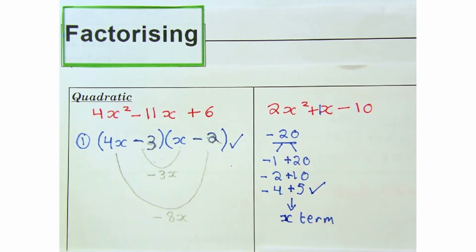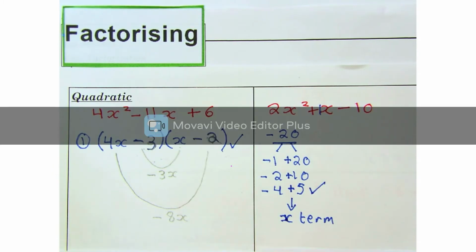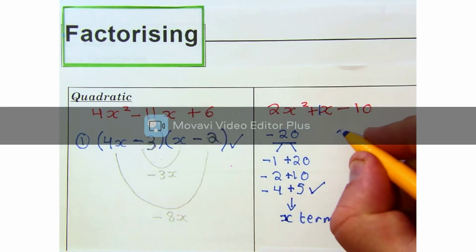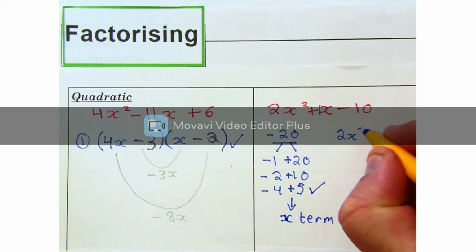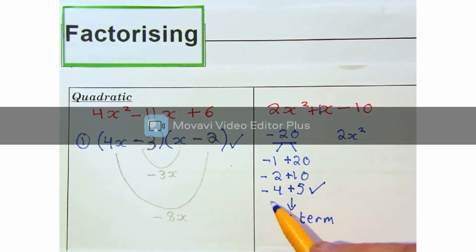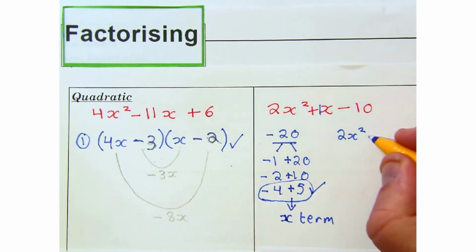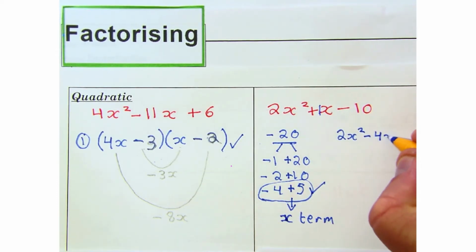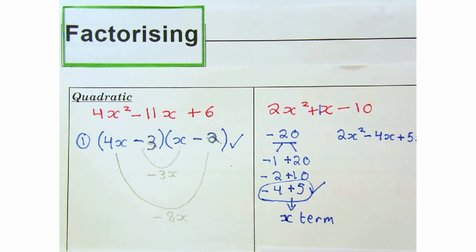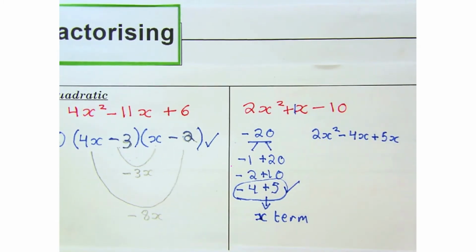So we have minus 4 and plus 5. And all we do then basically is that you substitute those terms in instead of the middle term. So I have minus 4 and plus 5. So we have minus 4x plus 5x, okay, and minus 10.